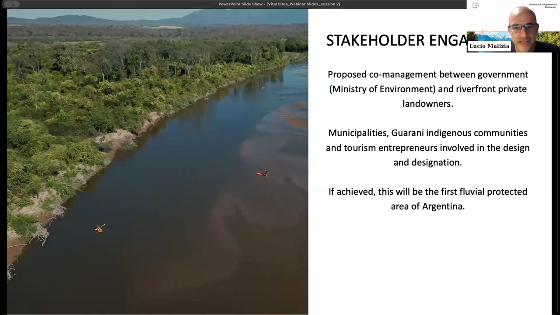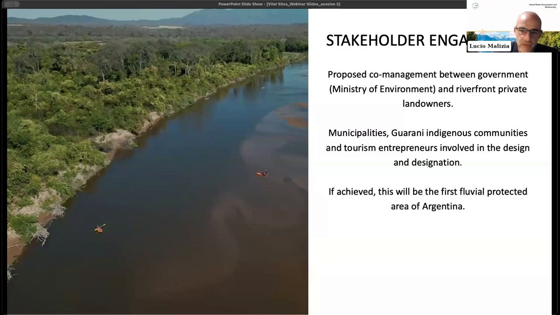We have been also working a lot with indigenous communities along the river, the Guarani communities. They are not especially related with the river, but they are the communities that are closer to the river, and they have been very supportive with the idea. They have a way to look at how the world works that is very nature prone. So they were interested and supportive of the idea.